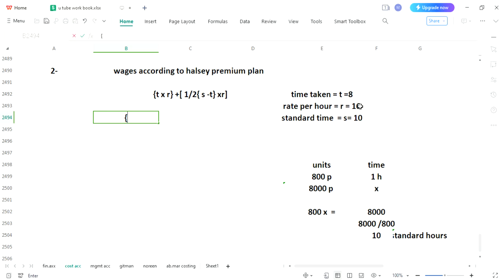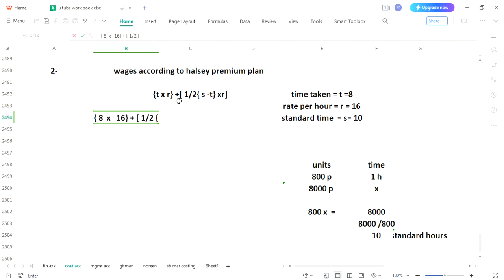Time taken was 8, put 8. Then you need to multiply, put the sign of multiply, small r, rate per hour was 16, put over here. Close your small bracket and then add, open big bracket, and then what you will do, 1 divided by 2 is fixed, you don't have to change it.